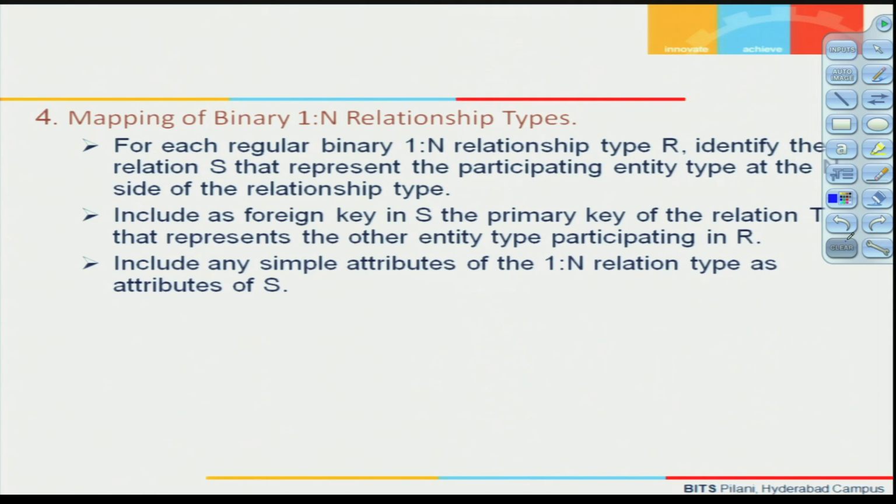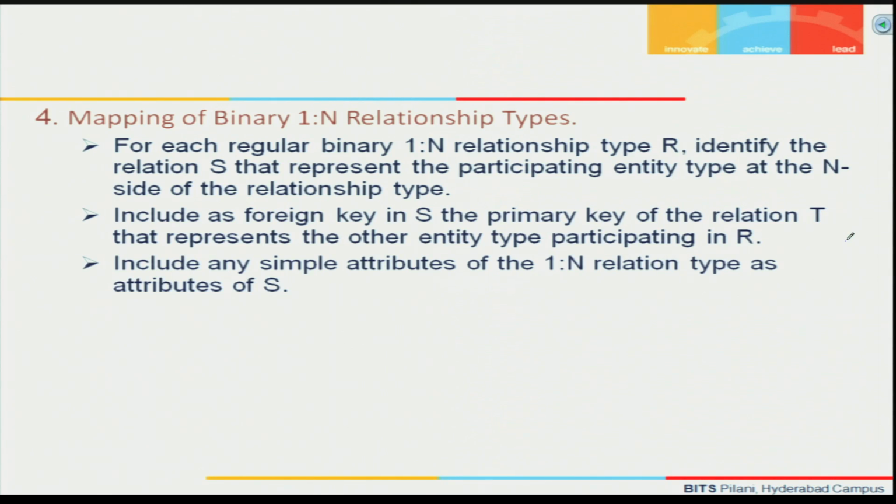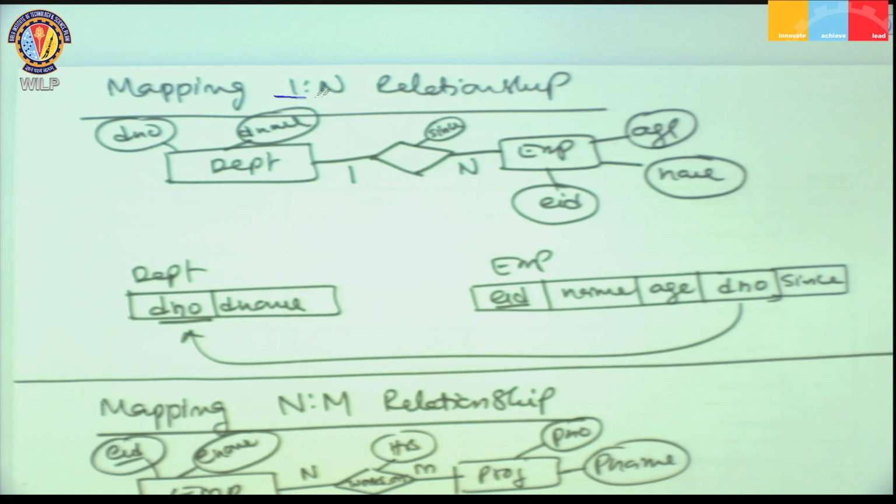Okay, now let us have a look at how to map the binary relationship types. Let us try to understand this concept with another example: mapping a relationship between two entity types. In this example, I have the department entity type and the employee entity type. Let us assume it is a works for relationship, and it is 1 to n, 1 on the department side, n on the employee side. I can read it from this direction, and from this direction.